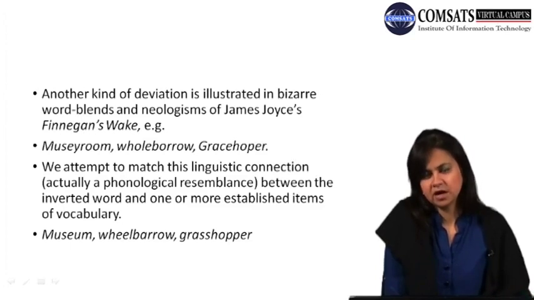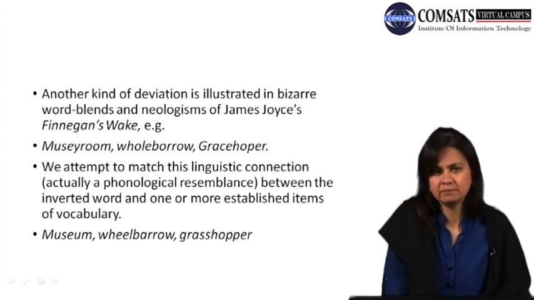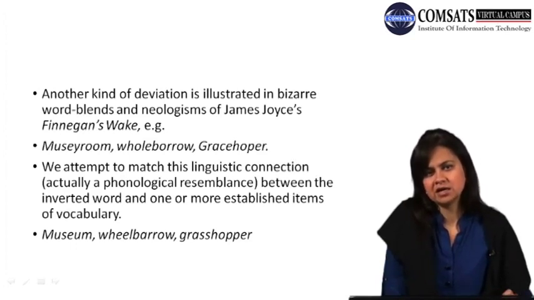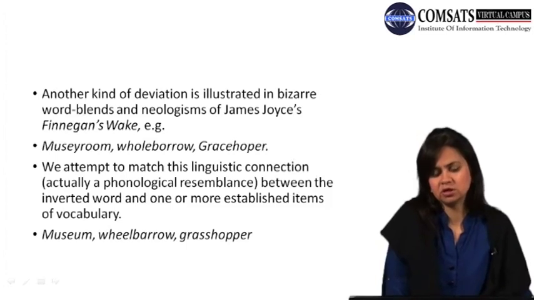So, you see, in the interpretation of deviation, we made connections with the authentic word or correct expression. And after making that connection, we looked at how deviant this expression is from the authentic expression. And then we reach an interpretation, a more suitable one, by referring to the real word and by analyzing it against the newly coined word or the neologism that is here: musee room, whole barrow, and grasshopper.